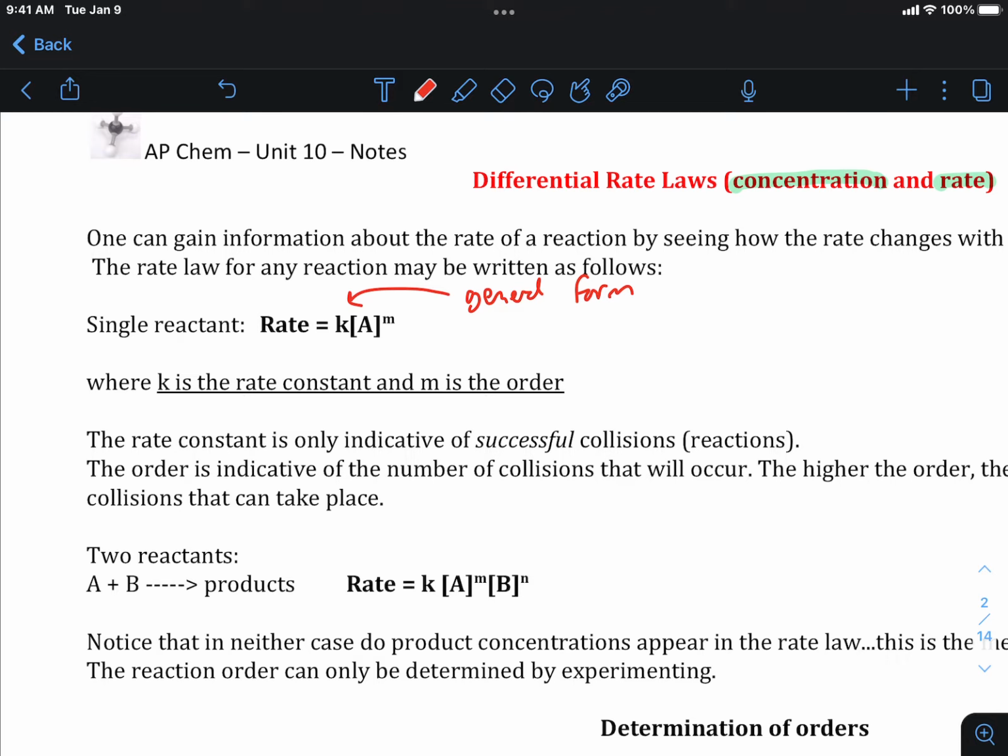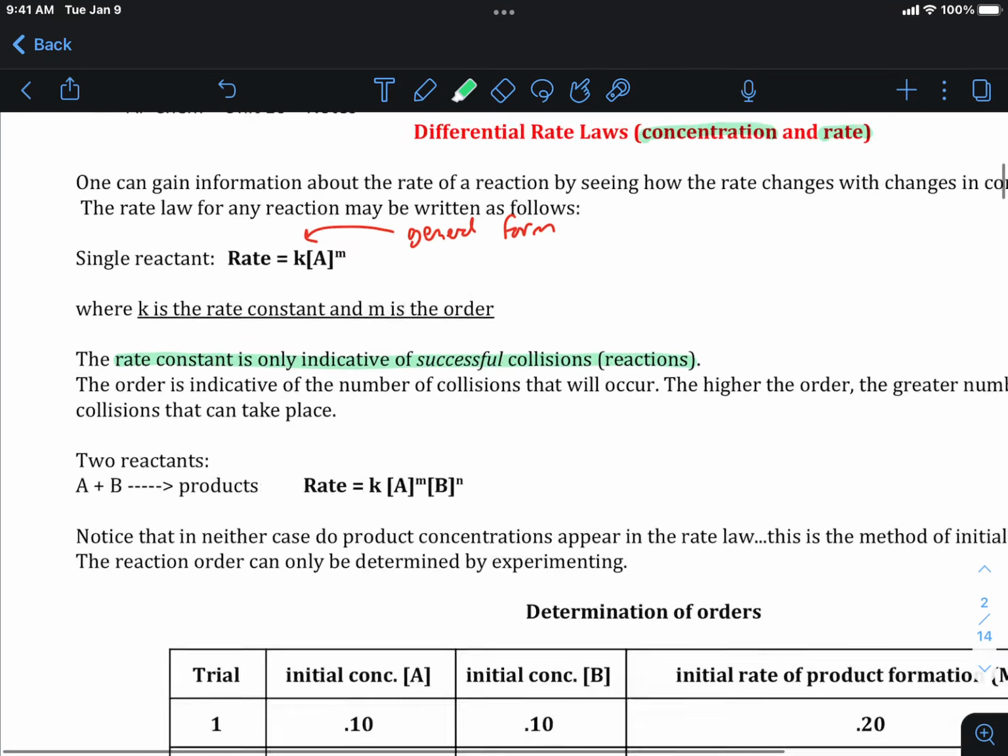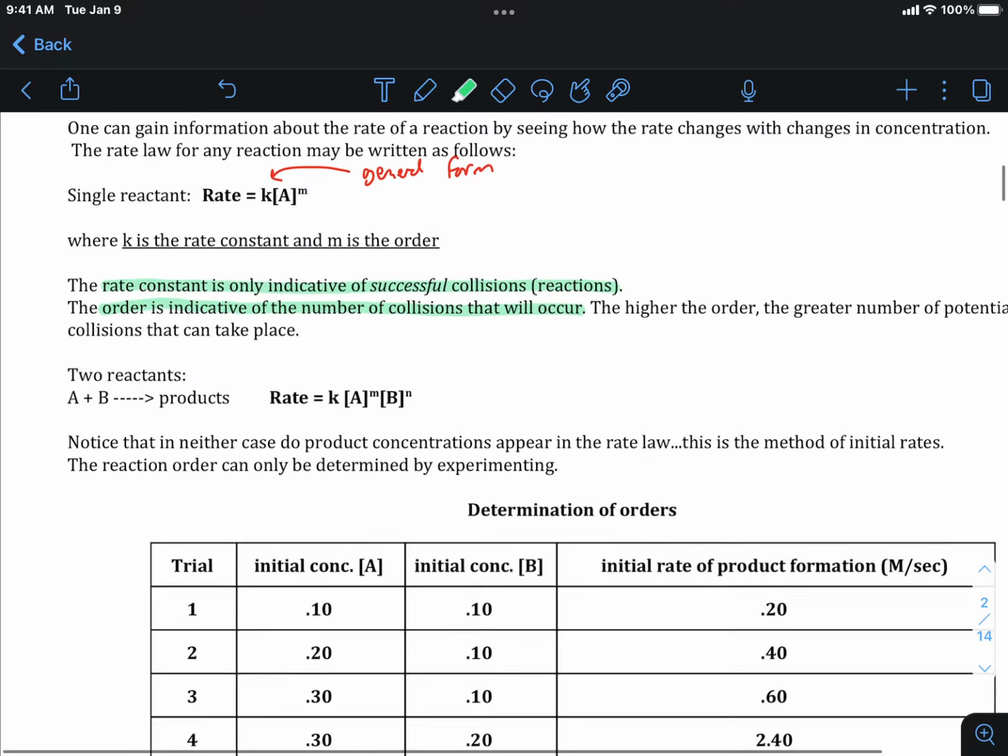So, a couple things to note. The rate constant is only indicative of successful collisions, and we'll talk more in depth about what a successful collision is later, but just suffice to say that every time molecules collide, it doesn't necessarily mean a reaction happens. Right? You don't make every single shot you take when you play basketball, right? So we're only focusing on the successful ones, okay? The order is indicative of the number of collisions that occur, and the higher the order, the greater the number of potential collisions that take place.